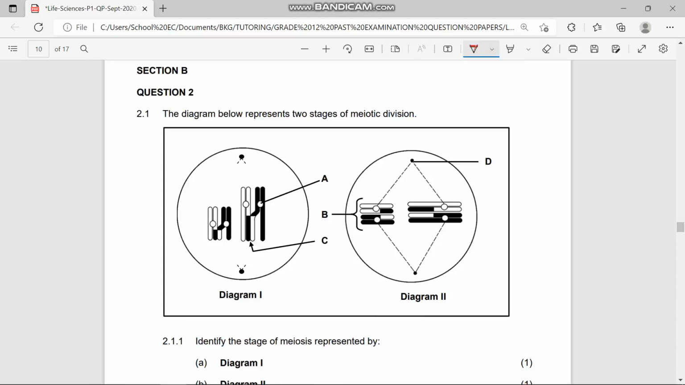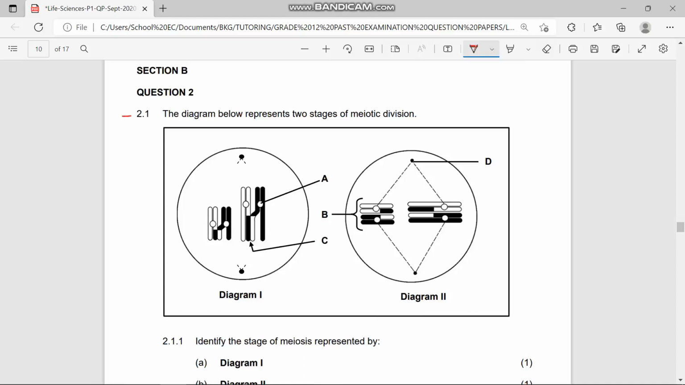Yes, again, this is one of the popular questions that usually pop up during examinations. Meiotic division is always there, guys. So please pay attention and be ready for the revision for the day. So question two. 2.1 says the diagram below represents two stages of meiotic division.